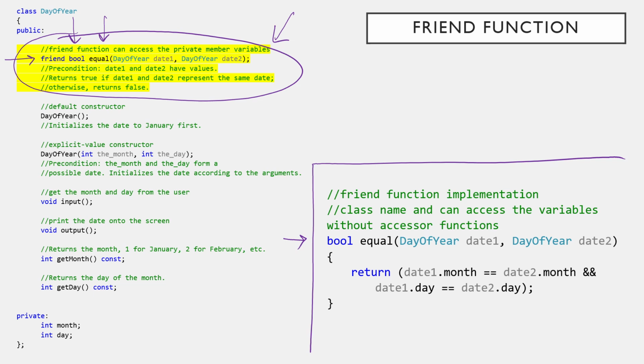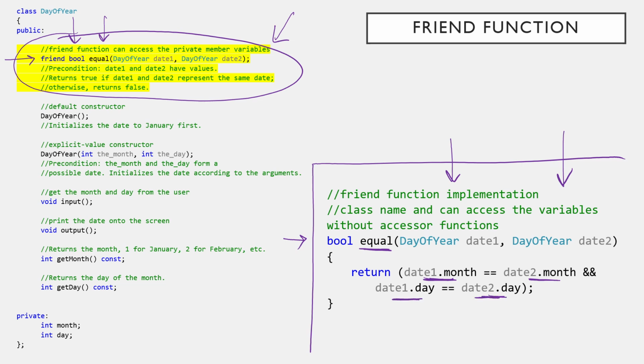Then you just implement it just like any other non-member function: the return type, the name of the function. It has two value parameters, but you will notice here that it doesn't need to use accessors. It can access the month using just the dot operator and access the day using just the dot operator.